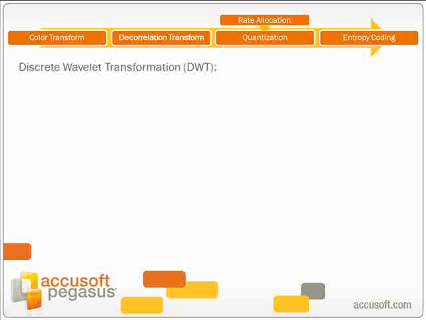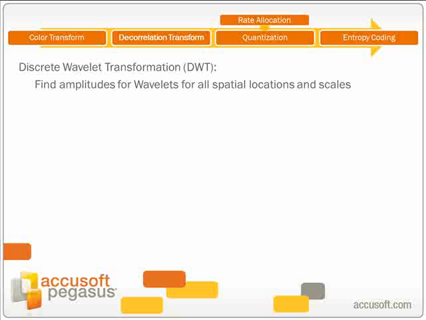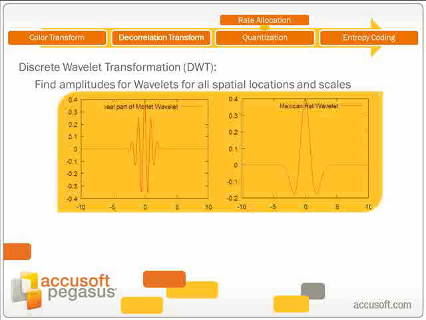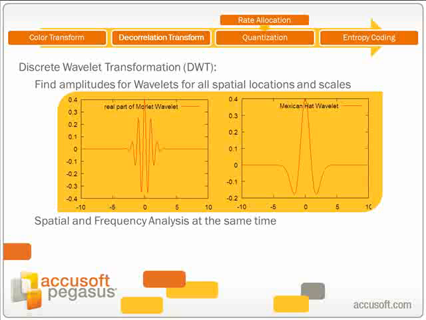JPEG 2000 uses a different transform to decorrelate the data, the discrete wavelet transform, or simply the DWT. Instead of using cosine functions, it uses so-called wavelets. Here are 2 typical examples of what wavelets look like. Note that they are different from 0 only in a limited domain. The transform basically computes amplitudes for scaled and shifted versions of one wavelet. This results in spatial and frequency analysis at the same time. Due to that, no partition into blocks is required.